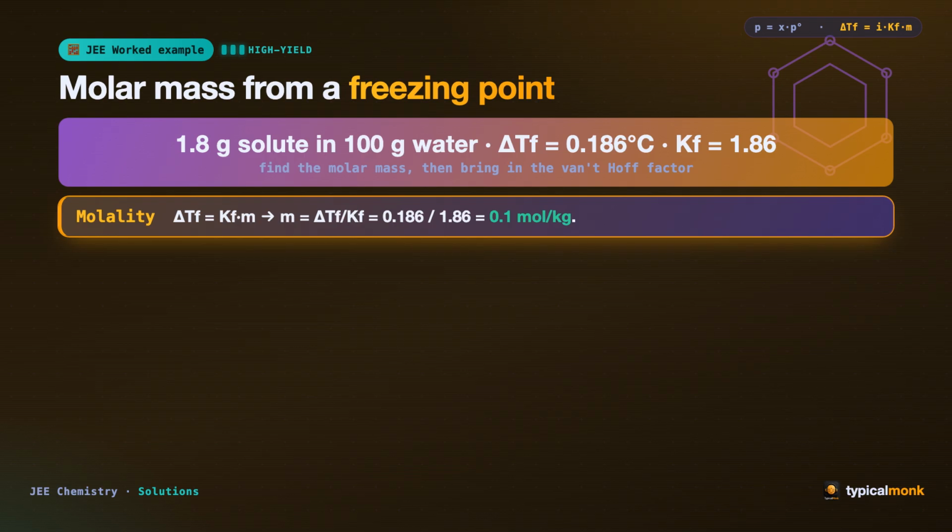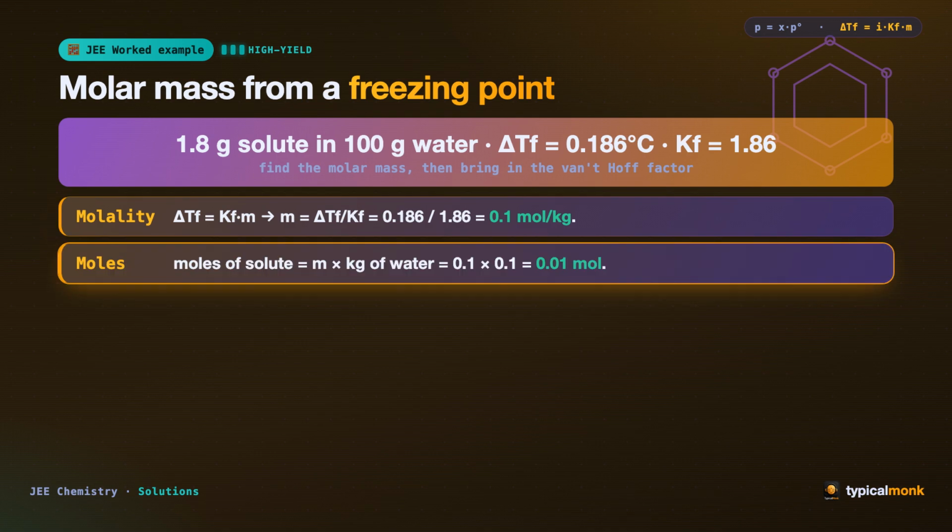Let us work the JEE favorite numerical, finding a molar mass from a freezing point. 1.8 grams of a solute in 100 grams of water lowers the freezing point by 0.186 degrees. The Kf of water is 1.86. Find the molar mass. The molality first. Delta Tf equals Kf times m. So m equals delta Tf over Kf, which is 0.186 over 1.86, which is 0.1 mole per kilogram.